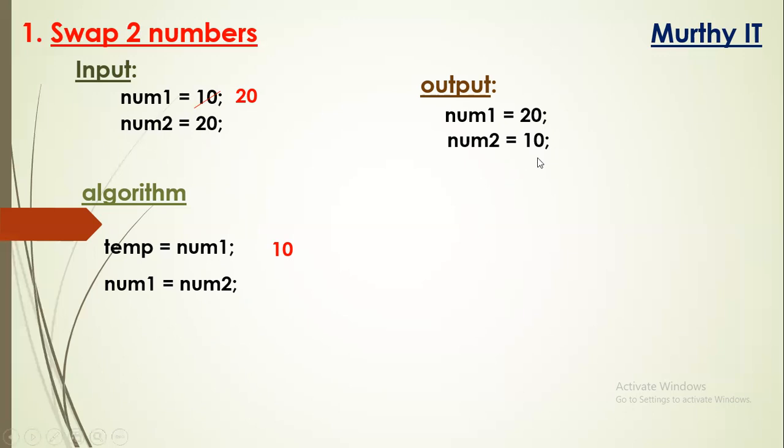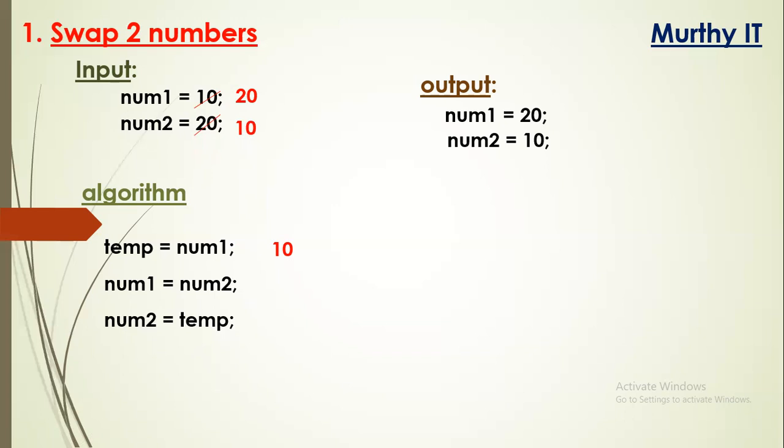10. So number 2 equal to temp. In the temp variable 10 is there, so that 10 value will be stored in the number 2 variable. Number 2 has the 20 value, and 20 is replaced by 10. That's it. It's easy, right? By using a third variable.